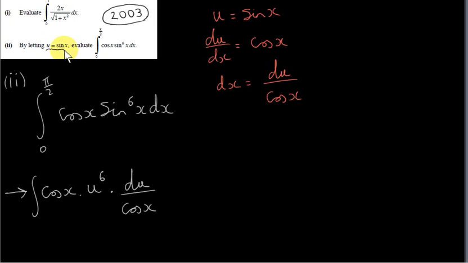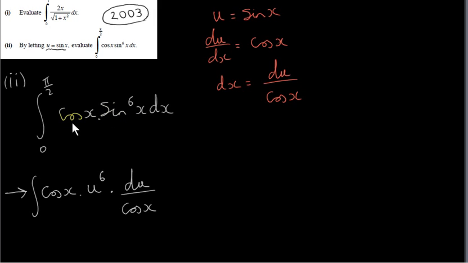It makes sense that we should choose u to be sine x because the derivative of sine x is cos x. See, cos x comes into this. So we let u equal the function whose derivative is another function that's part of the integrand. In this case it's cos x. So u is sine x, du dx is cos x. We rearrange to get dx. dx is du over cos x. So we make those substitutions.